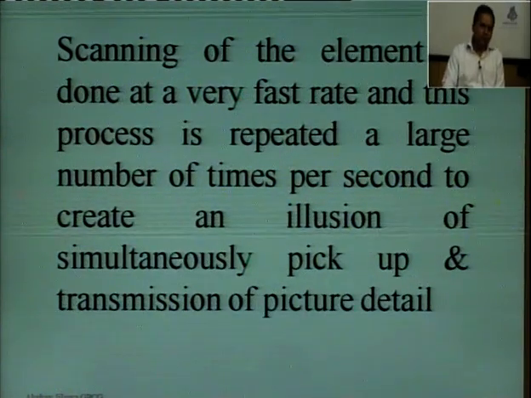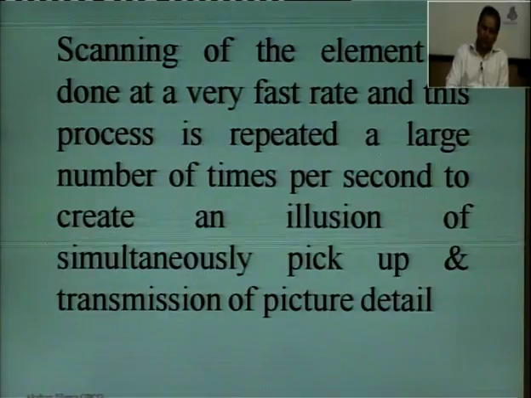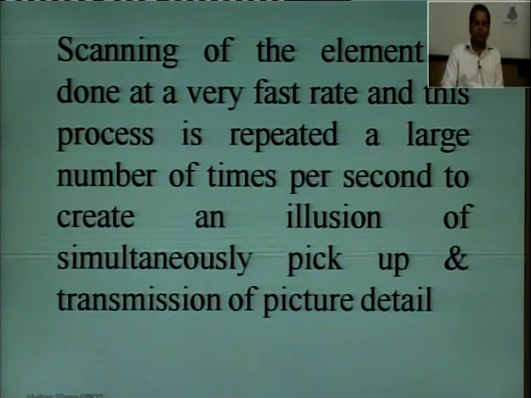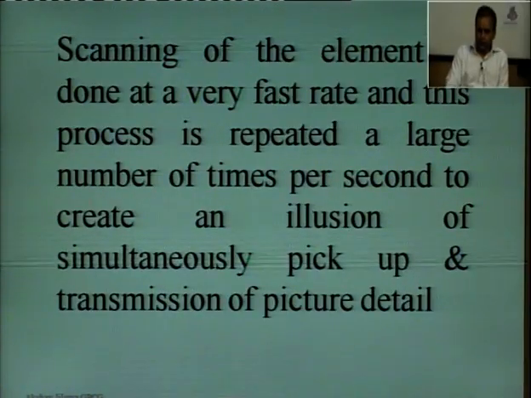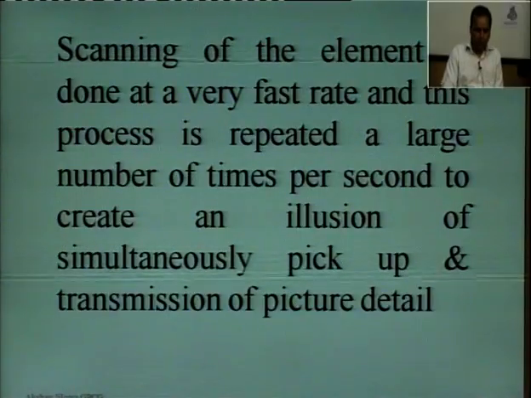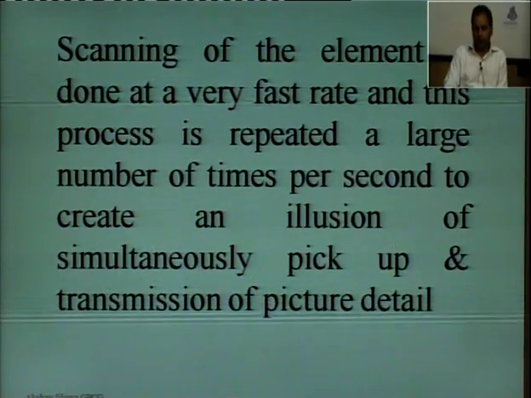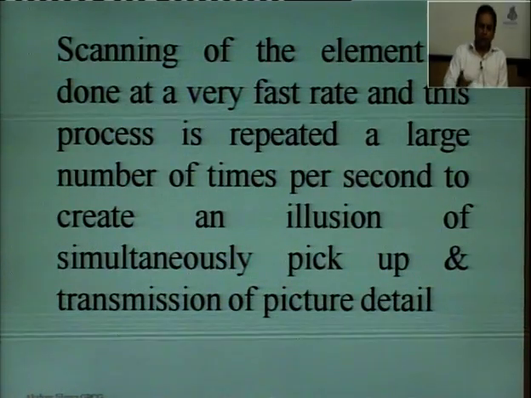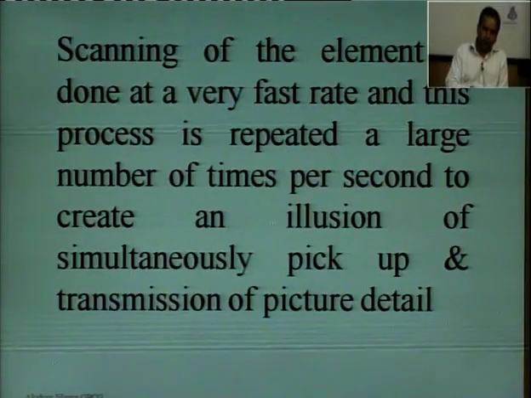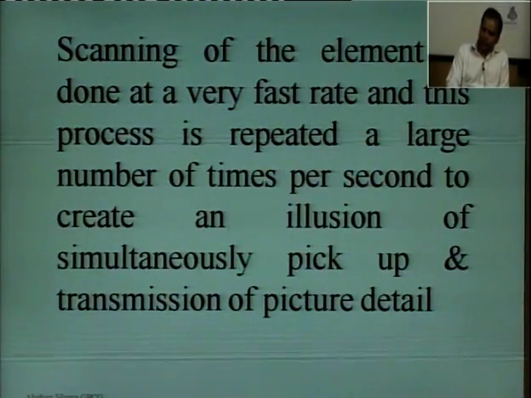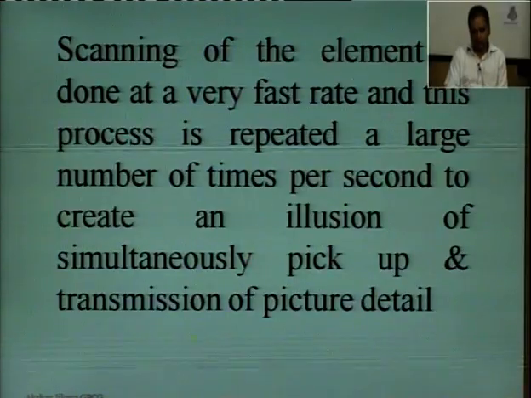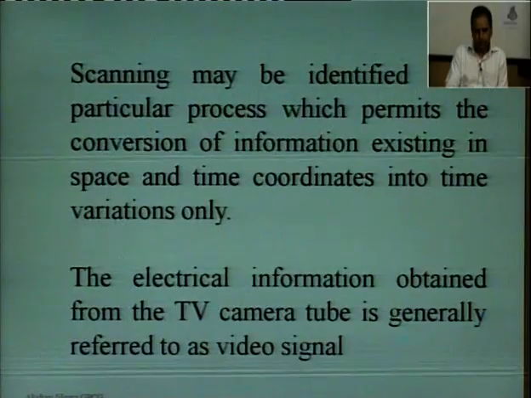Scanning of the element is done at a very fast rate, and this process is repeated a large number of times per second to create an illusion of simultaneous pickup and transmission of picture details. So, picture details are picked up and transmitted. How is that done? If we have to create an illusion of continuity, then scanning must be done at a very fast rate. So, this is done.